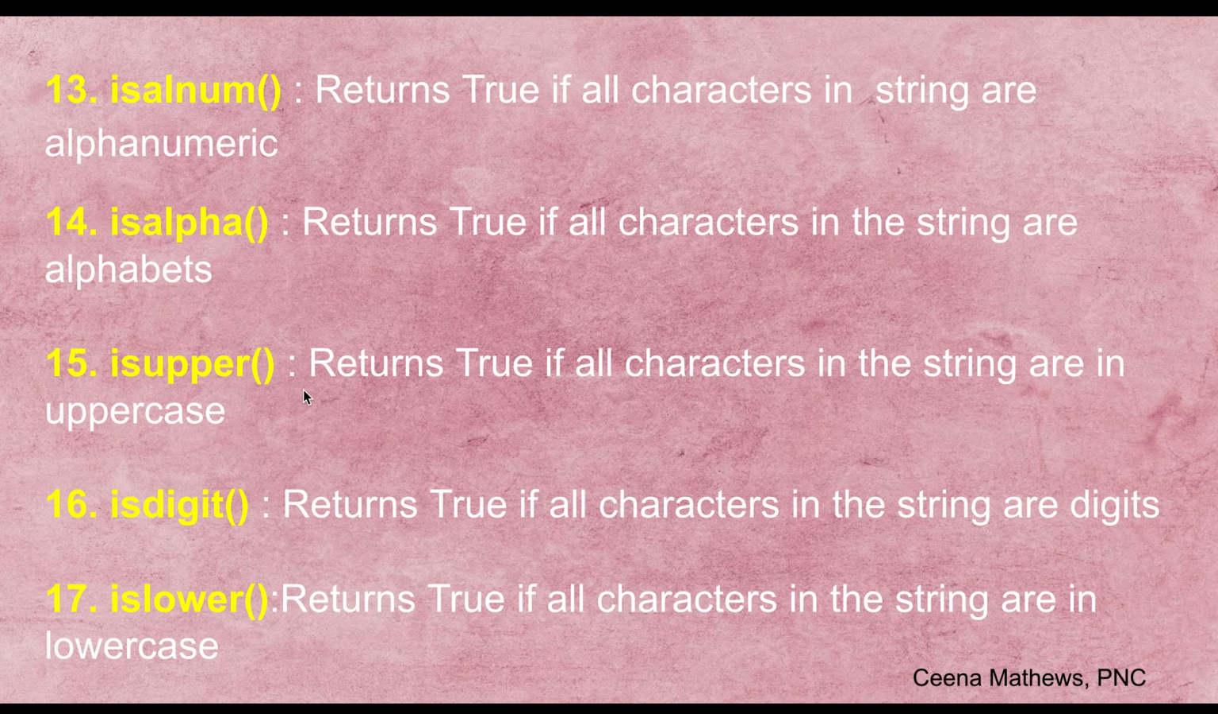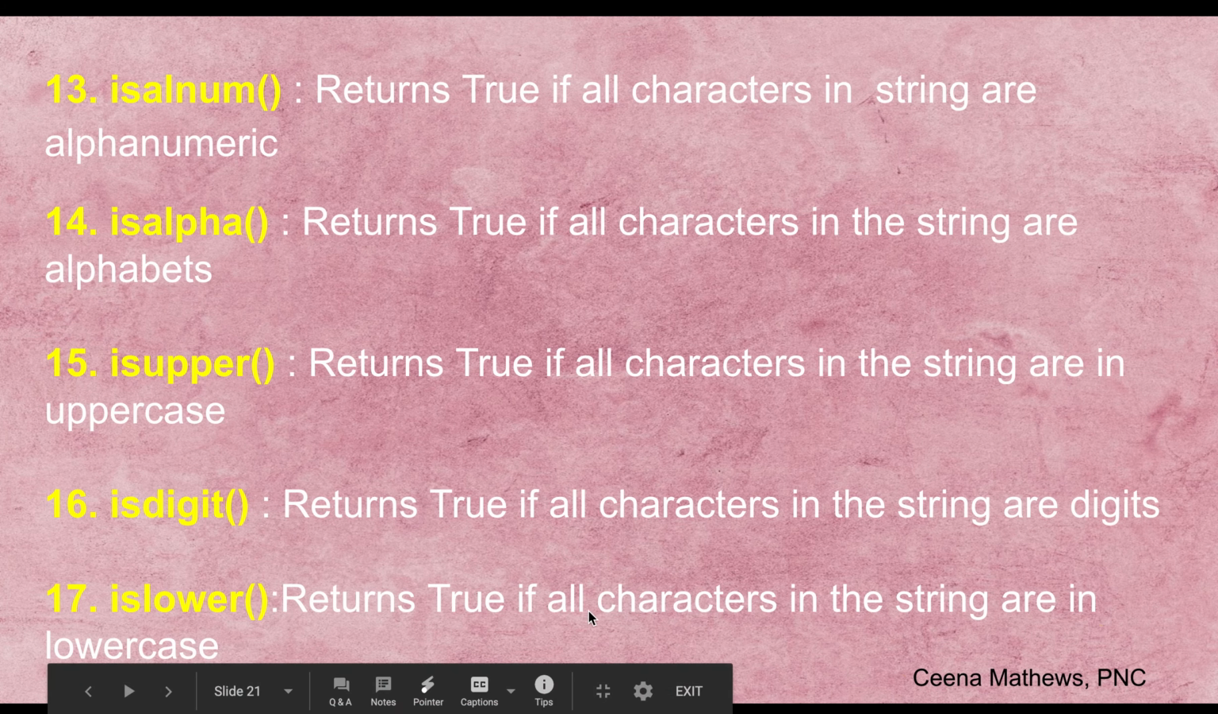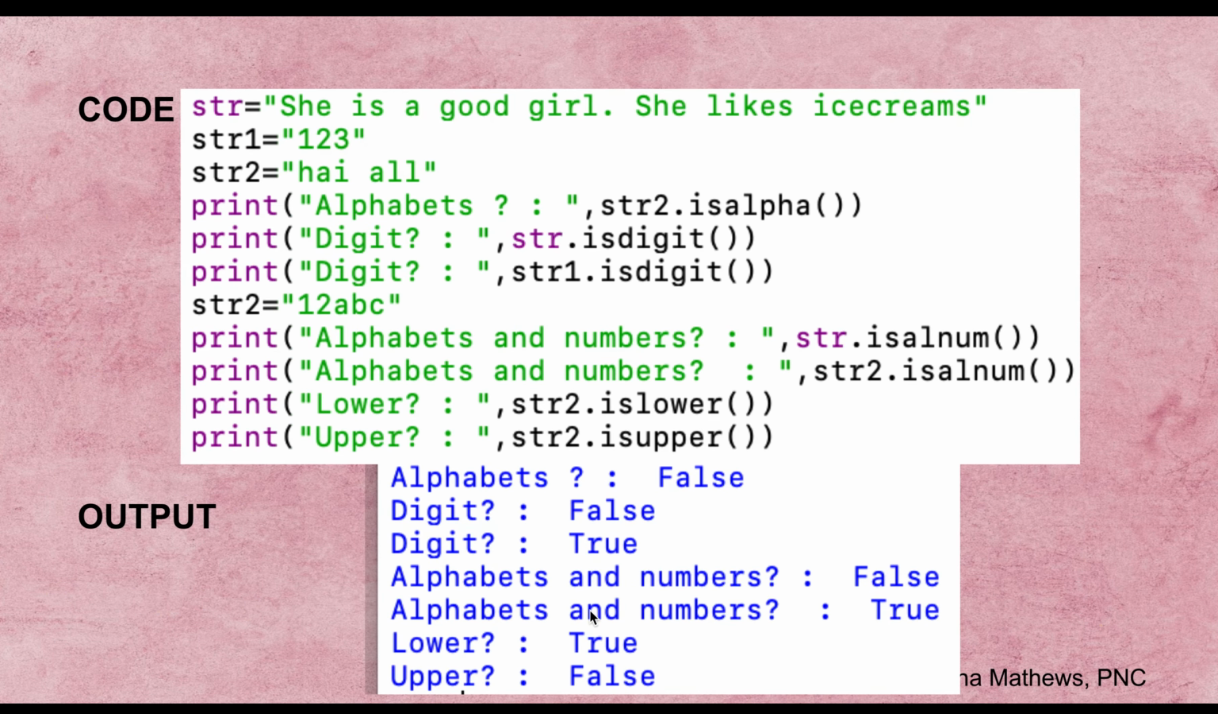isupper returns true if all characters in the string are in uppercase, and isdigit returns true if all characters in the string are digits. islower returns true if all characters in the string are in lowercase. We will see examples for this.